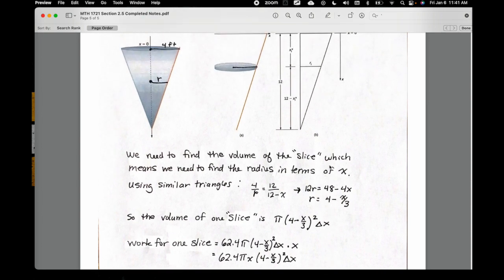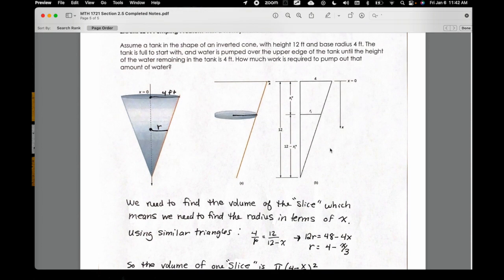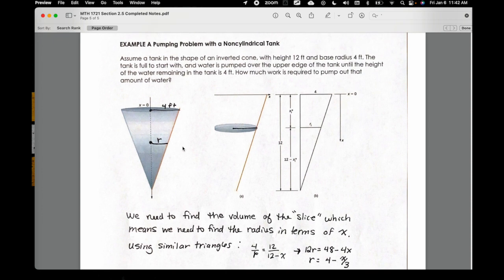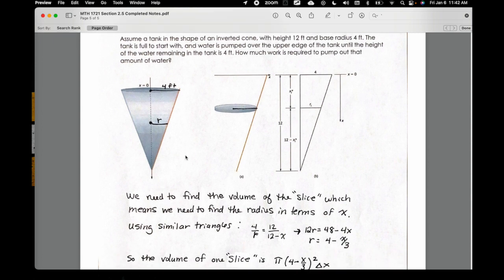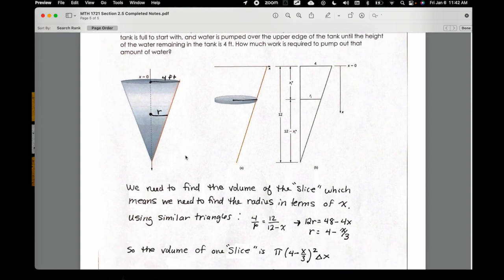So these pumping problems are a little bit more tricky because there isn't a specific formula. You have to really look at the shape of your tank and use that to figure out the volume of each of your slices.